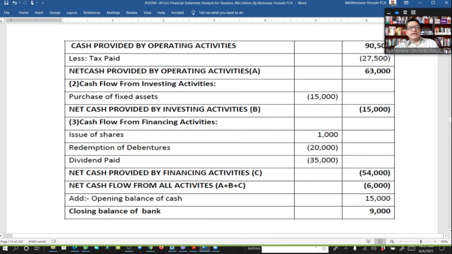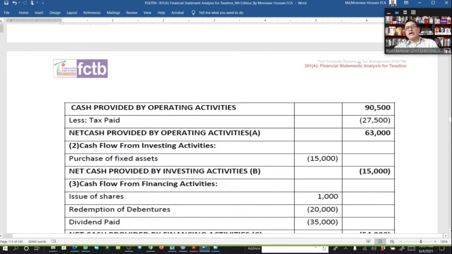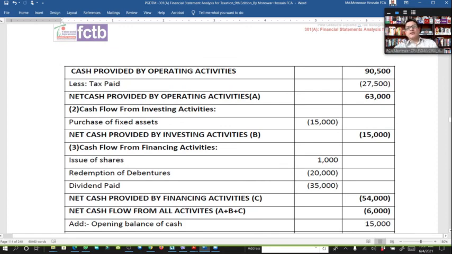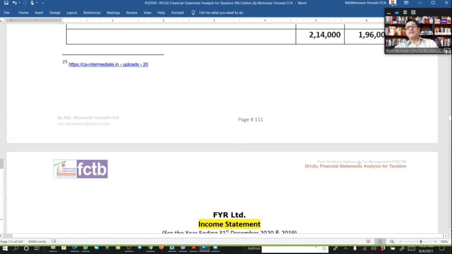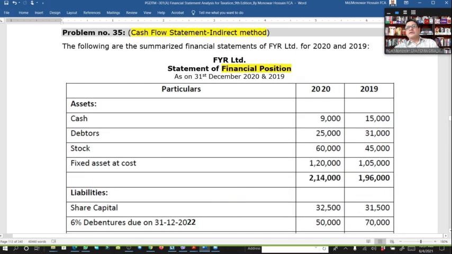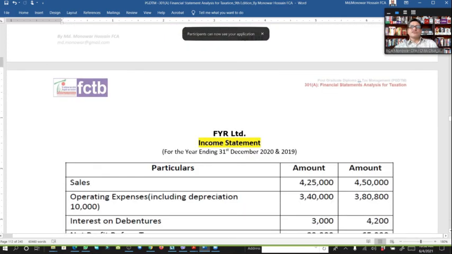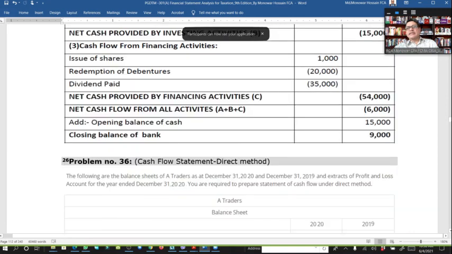So here is the net cash flow from all activity. One is operating 63,000 positive, another investing 15,000 minus, and the third one financing 54,000 minus. So adding all things, the total is 6,000 minus for our total activities. And the opening balance was 15,000, so the closing balance is 9,000. These two items will be reflected in the balance sheet. Here, cash. In the year 19, the closing balance was 15,000, but the 20 closing balance is 9,000. So this 15,000, 9,000 issue is here. So it is the cash flow.